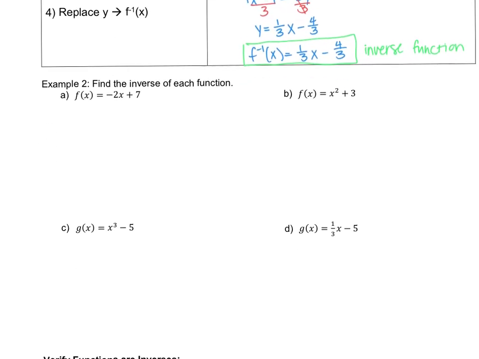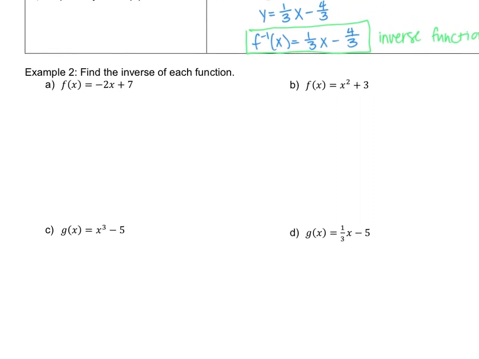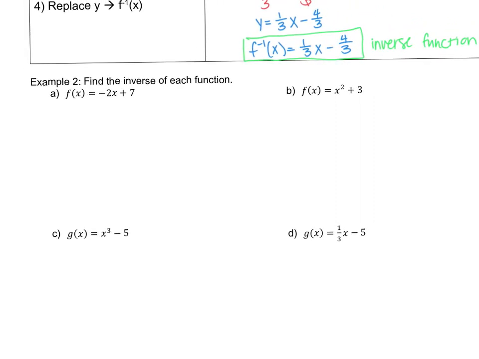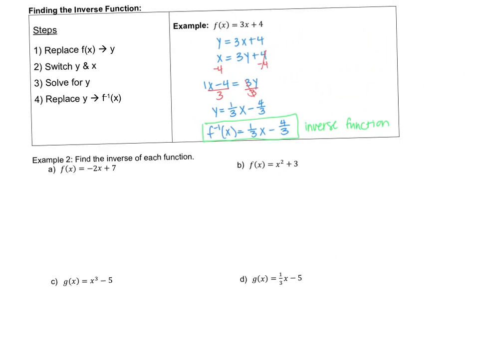All right, so let's take a look at example 2 here. So we're going to practice this method and it's pretty simple. It's just those 4 steps. So I'll kind of show that into the view here. So step 1, we have to replace f of x with y if it's not already replaced. So this f of x is really a y.